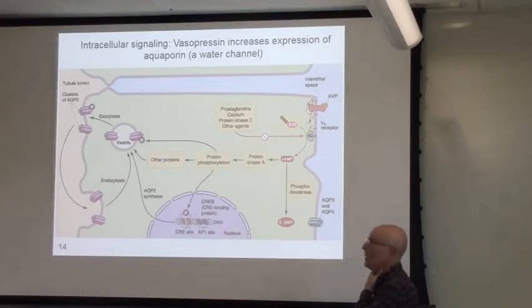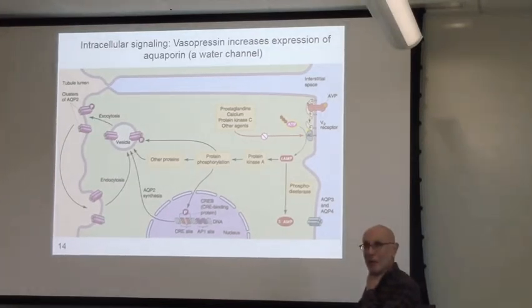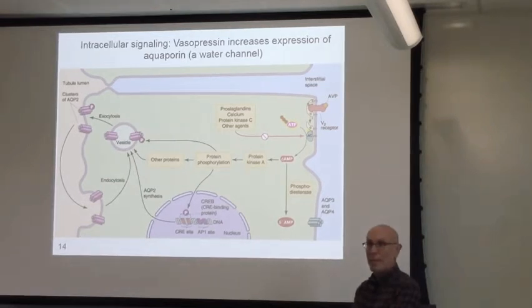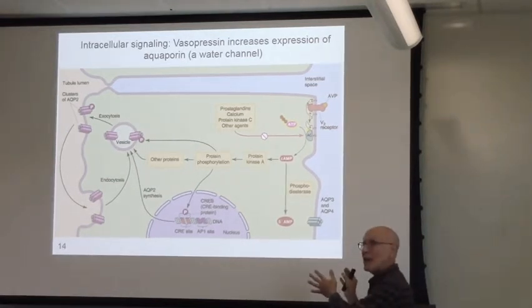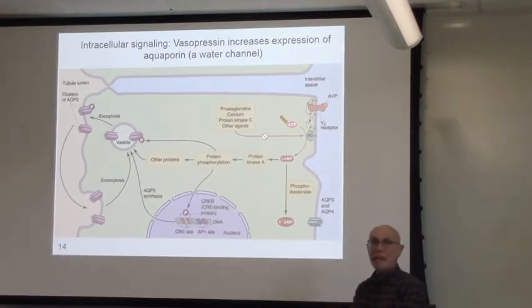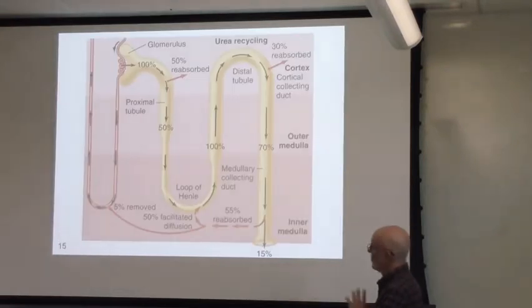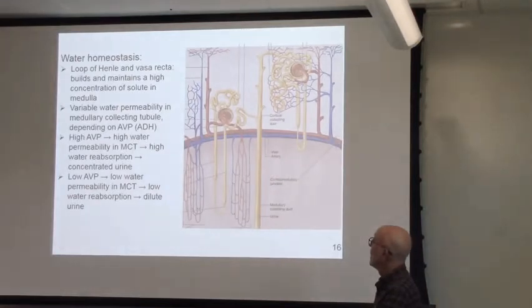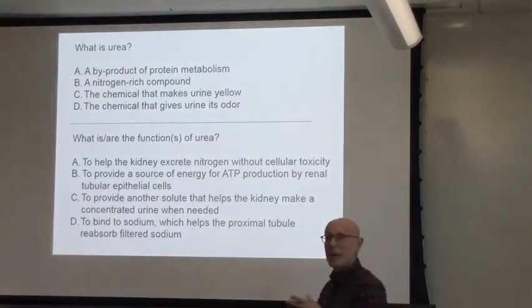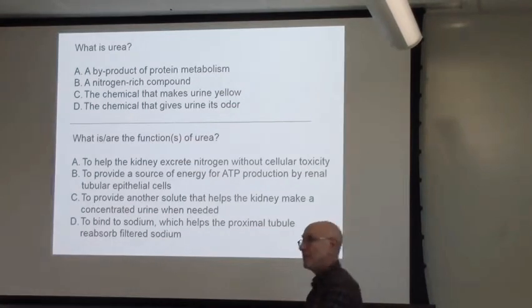So here's the vasopressin story, but in your head is the aldosterone story. Remember that the vasopressin story is acting on the collecting tubule, and the aldosterone story is acting on the ascending limb of the loop of Henle. Told you what I needed to tell you about urea. This is sort of a summary slide. Let's take a break and then do some clickers.